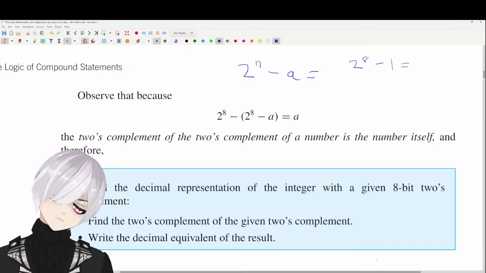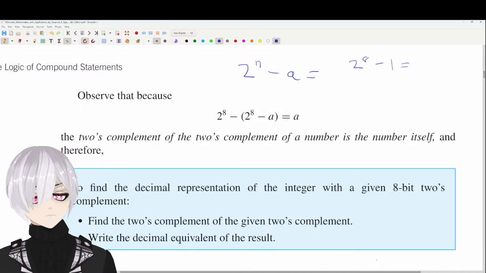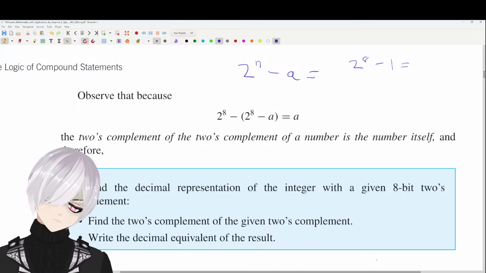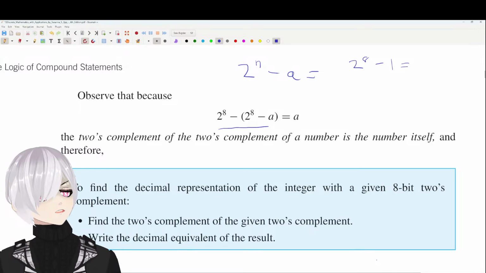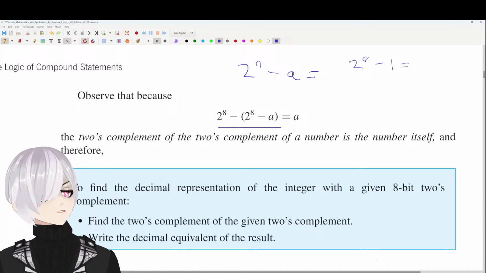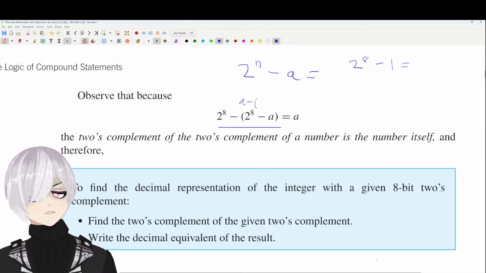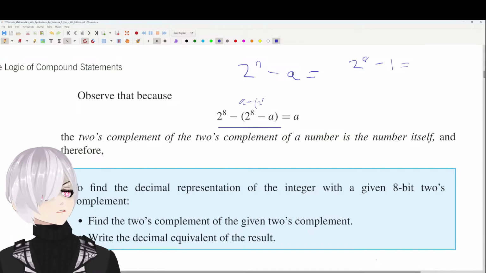Yeah, it can actually be seen algebraically without even plugging in 1, because 2 to the 8th minus (2 to the 8th minus a). Well, if you subtract (2 to the 8th minus a), that's the same as 2 to the 8th minus 2 to the 8th plus a, because you take the negative of everything inside the parentheses. So you have 2 to the 8th minus 2 to the 8th, that's 0, plus a is a. So that guarantees that that's always going to be the case for any a.